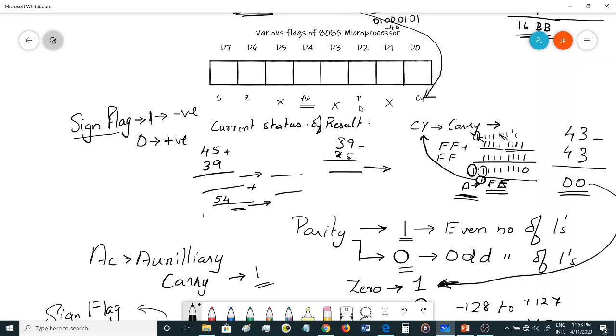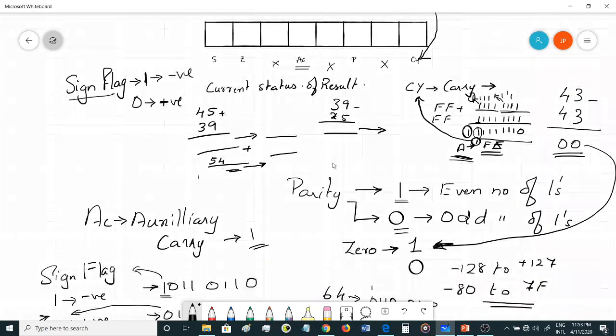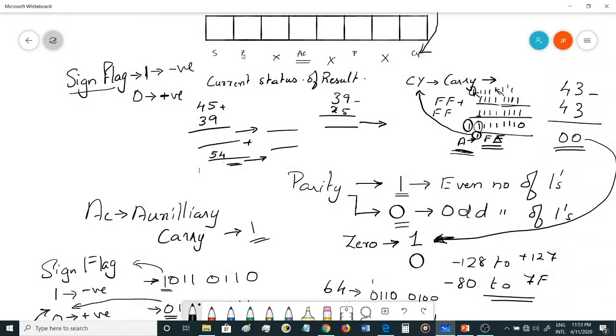Now what is parity? Parity stands for the number of ones. If there are an even number of ones in your result, then your parity flag will be set to 1. If there are an odd number of ones in your result, then your parity flag will be set to 0. Auxiliary carry: whenever there is a carry out from your lower nibble to your higher nibble, that is known as your auxiliary carry flag. Then comes your zero flag. If your result is 0, then your zero flag will be set to 1. If your result is not 0, then your zero flag will be set to 0.